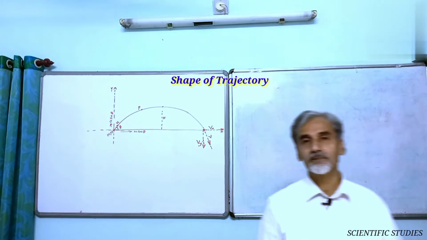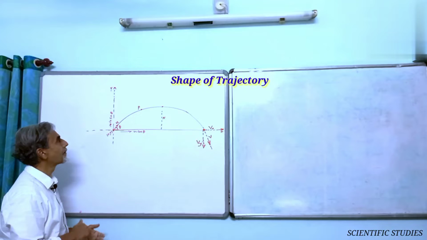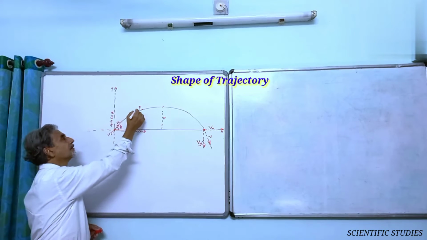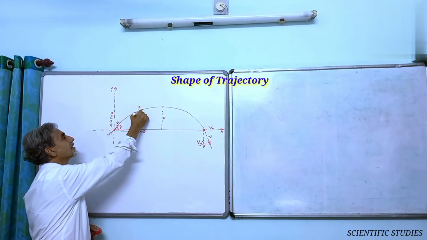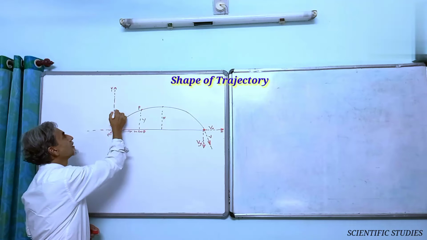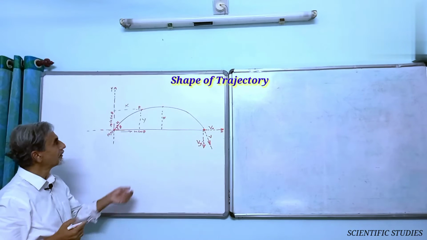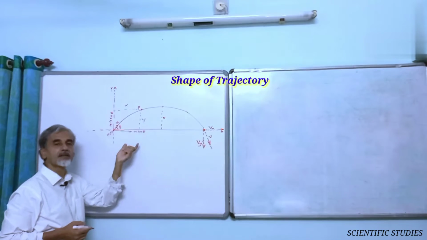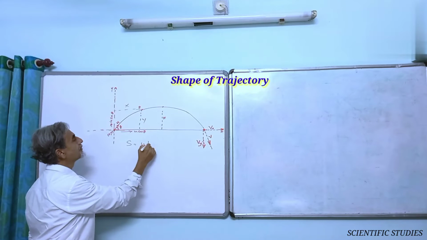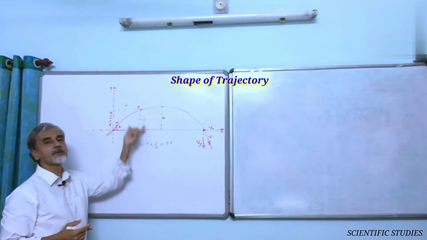In order to explain the character of the projectile, let us imagine a point. When the projectile has reached here, it has a vertical displacement, that is y, and a horizontal displacement, that is x. We can measure this vertical displacement using the kinematic equation S equals ut plus half at square. Here we measure the vertical displacement.